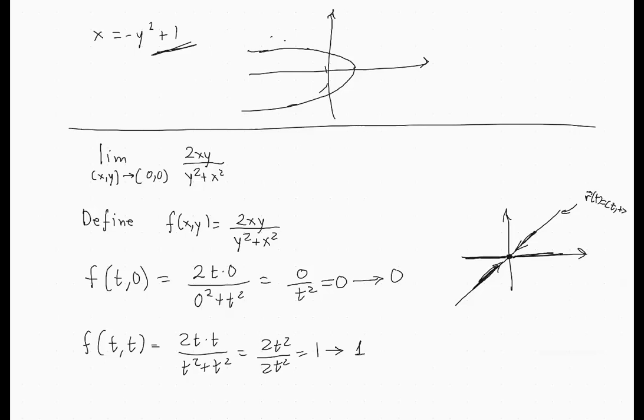That discrepancy, that difference, tells you that the limit doesn't exist, and that's precisely the point of the two-path method. So by the two-path method, the limit does not exist.